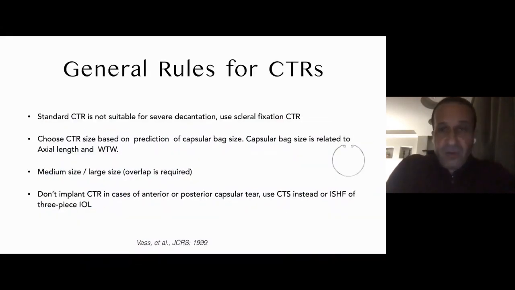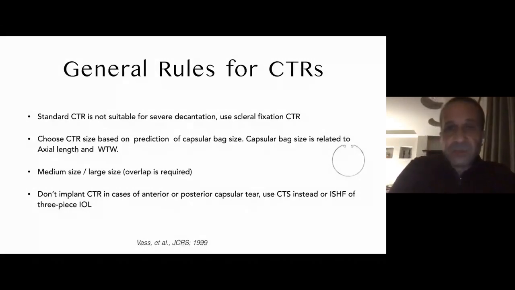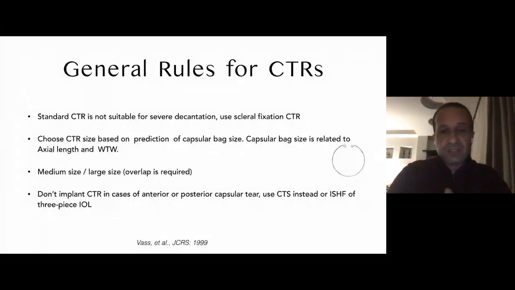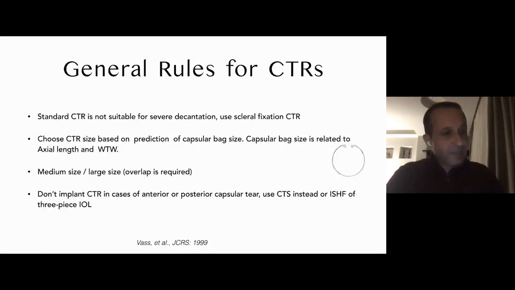So what about the general rules of capsule tension rings? First of all, standard rings are not suitable for severe decentration. For severe decentration or severe lens subluxation, you should use the scleral fixation capsule tension ring. You have to choose the capsule tension ring size. The capsule tension rings, by the way, come in different sizes.